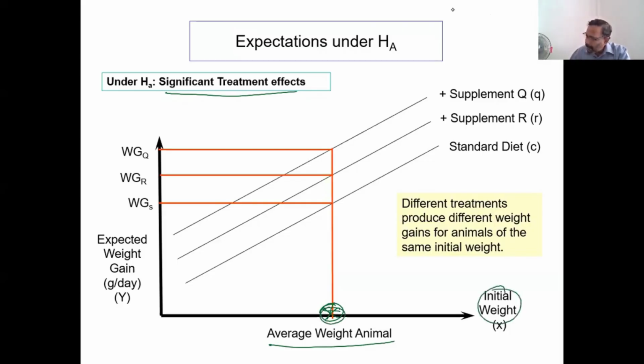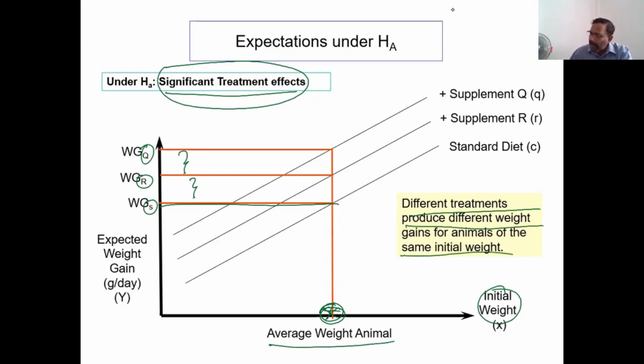They are coming to the initial, but there's a difference. This is a standard diet. This is supplement with R. This is supplement with Q. So there's a difference, actually. There's a difference, so that we could say significant difference between treatment effect that we can come up with, right? So different treatments produce different weight gains for animals for the same initial weight. So then we can accept our alternative hypothesis and we say there's a treatment effect. That we can say. These are some theoretical background.